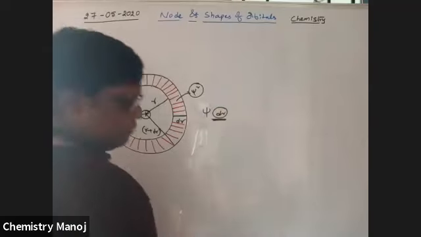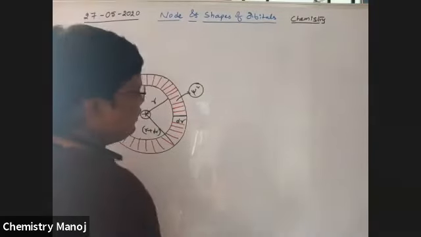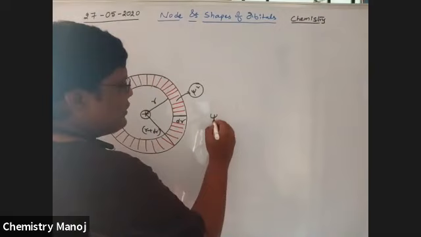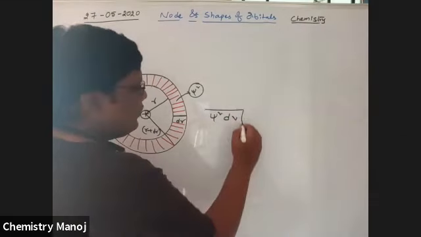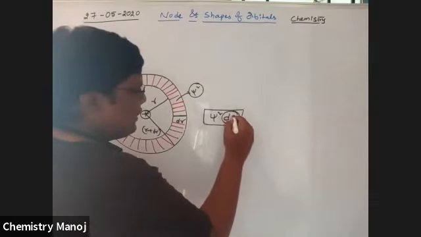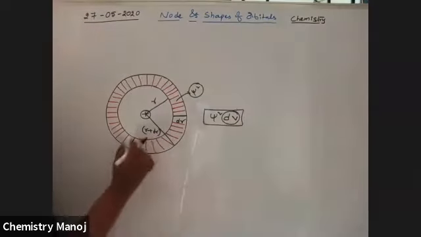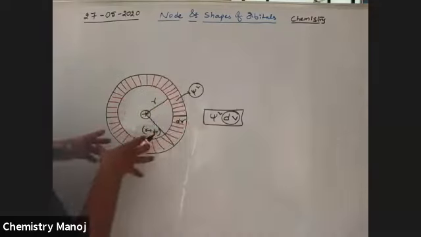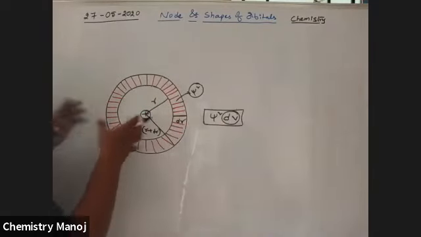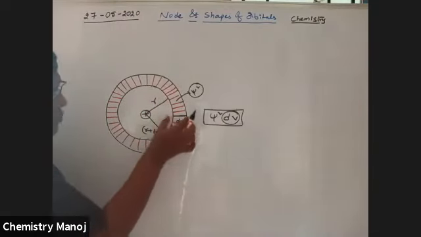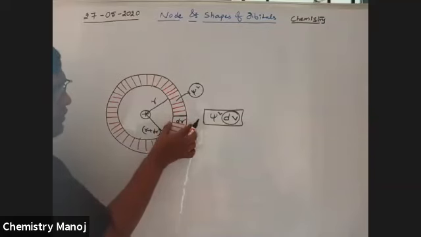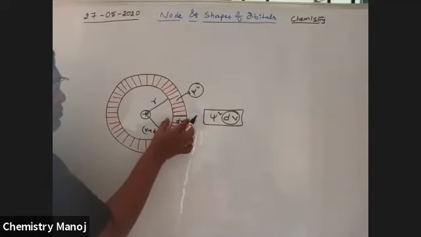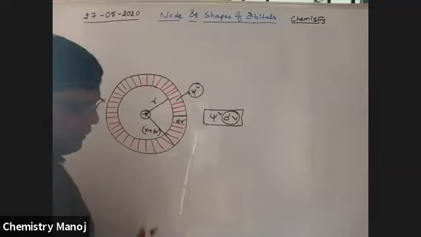See here, ψ² dV. dV means the change in volume, that is the difference of volume. This is the volume of the first sphere, this is the volume of the second sphere; second volume minus first volume becomes this value. So now I am going to find out the ψ² value at this particular volume. Now it is ψ² dV.